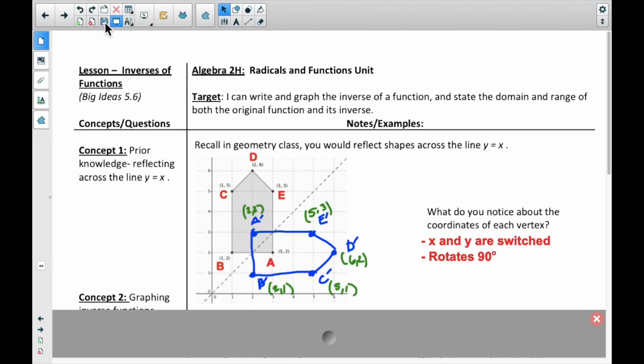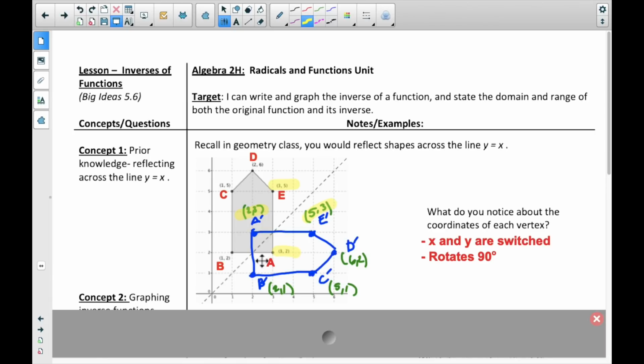All right, there are lots of things that you might have noticed, but 2 of them should be that the x values and the y values are switched and it rotates 90 degrees. Let's take a look at the x and y values. Here is my A, which was the point 3,2, and A prime was at the point 2,3. And E was at 3,5, and E prime is at 5,3. So we are switching the x and the y, no negatives. The positives stay positive, the negatives stay negative. But we're switching x and y.